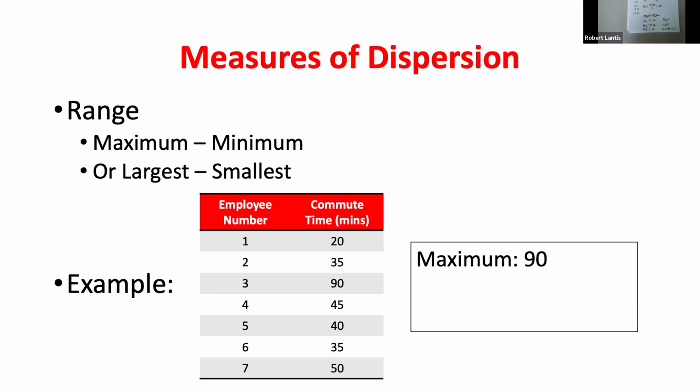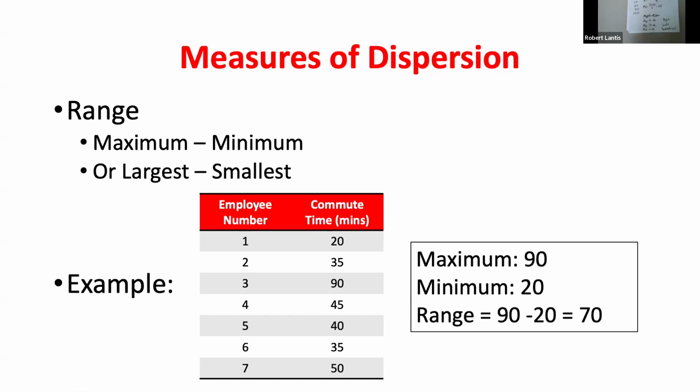Let's say the first one is just the range. All this is going to be is the difference between the maximum and the minimum value in our data set. You've probably heard this before. It's not that crazy. I look at the highest value and the lowest value, and the difference between the two is my range. So 90 and 20 are my maximum and minimum. The range is 90 minus 20, or 70. I think this is pretty easy.